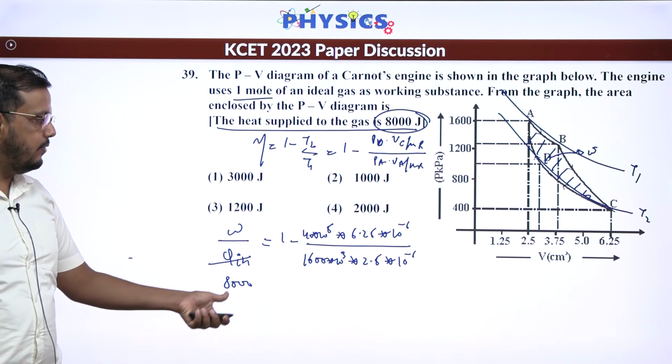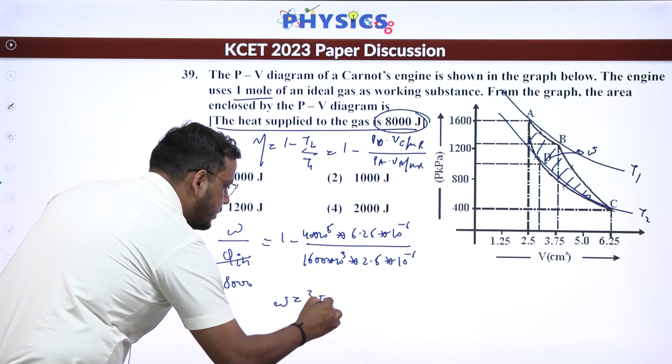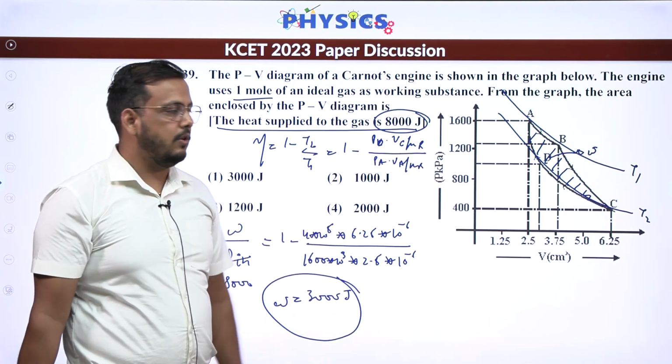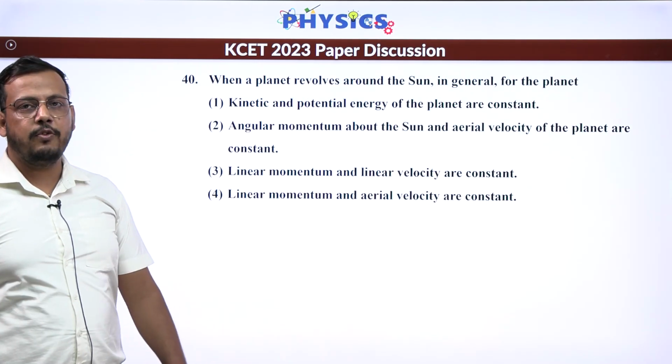8000. Okay. Now when you solve this, you will get work done as 3000 joules. So that is actually the area under this cyclic process. So the answer is option 1. Okay. Next question is question number 40.